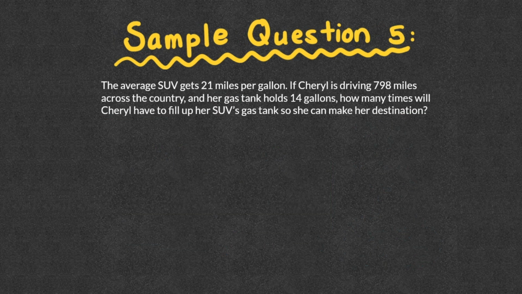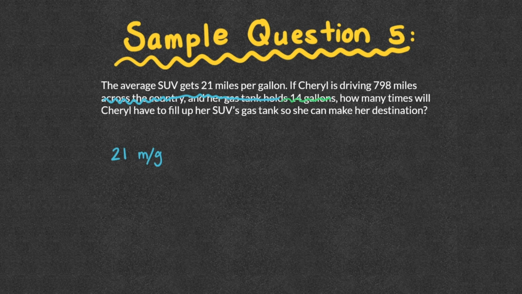All right, sample question 5. The average SUV gets 21 miles per gallon. If Cheryl is driving 798 miles across the country and her gas tank holds 14 gallons, how many times will Cheryl have to fill up her SUV's gas tank so she can make her destination? So if we look, we know that the average SUV gets 21 miles per gallon. So I'm just going to write that down. 21 miles per gallon. I also know that Cheryl, so there's nothing I can do here because there's only one number. Doesn't tell me anything else.